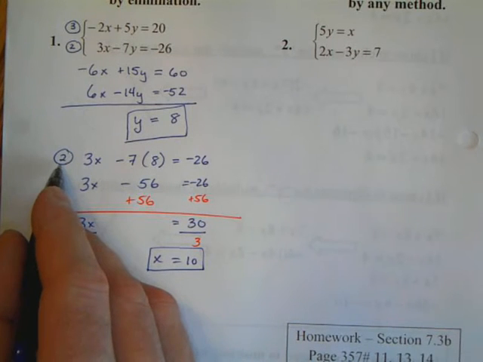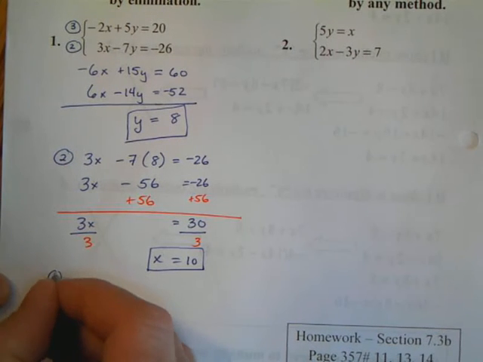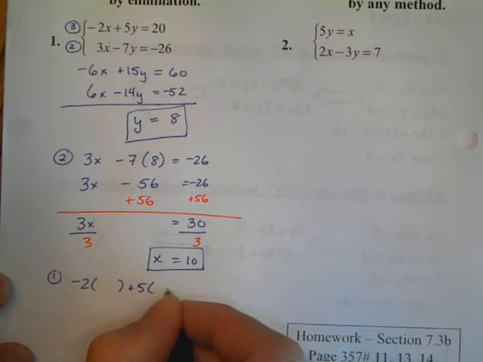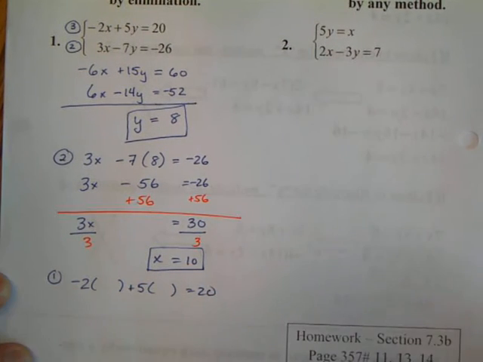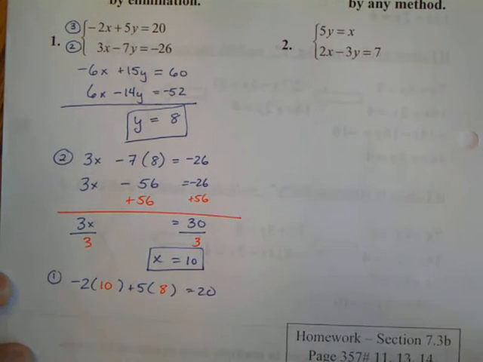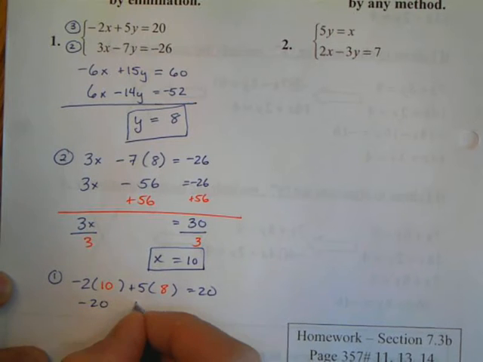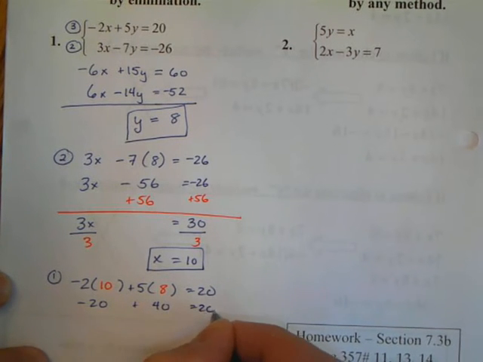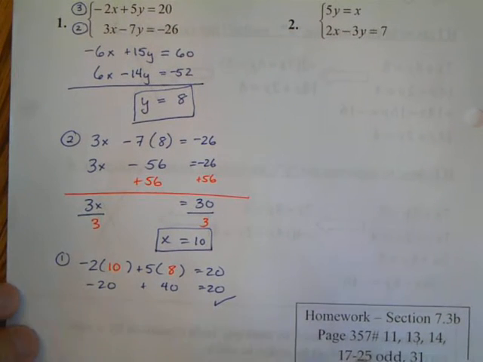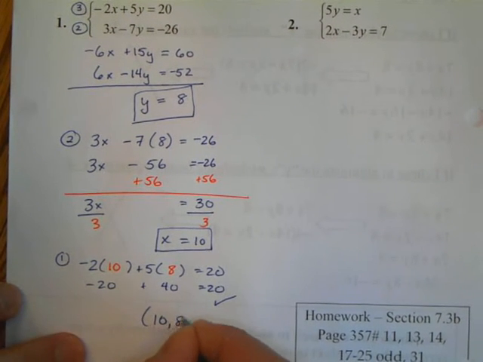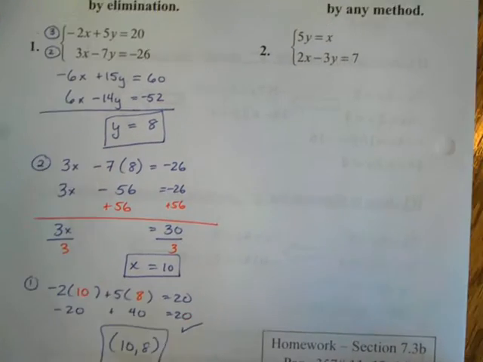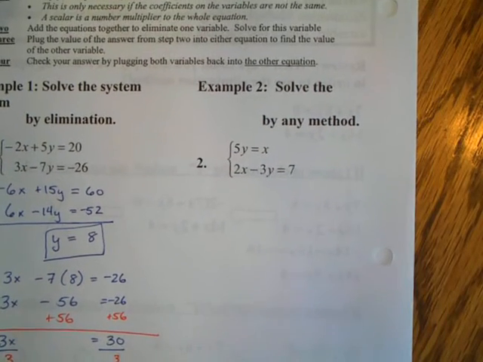I now have my second answer to the problem. I do need to check it. Since I used the second equation to solve it, I'm going to use the first equation to check it. Negative 2 times x plus 5 times y equals 20. I put in my value of x of 10, my value of y of 8, and I check it. That's negative 20 plus 40 equals 20, and sure enough it does check. So this point where these two lines cross is the point 10, 8, and that's our answer.